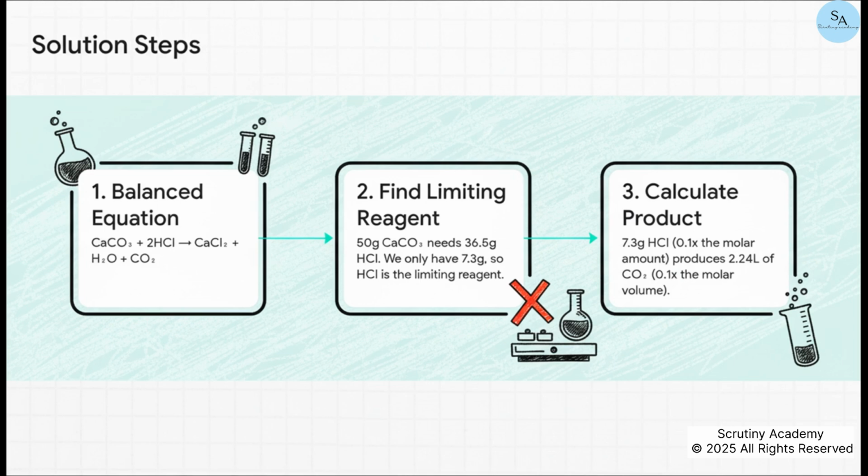So for step 3, we use that limiting reagent to find our answer. The full recipe says 73 grams of HCl would make 22.4 liters of CO2. Since we only have 7.3 grams, which is exactly 1/10 of that, we're only going to make 1/10 of the product. And that gives us our final answer, 2.24 liters. The secret is always to find that limiting reagent first.